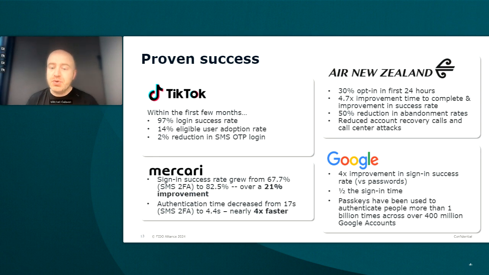And we've also hit some really interesting milestones recently. We know that passkeys have been used to authenticate people over 1 billion times, which is really cool. And they have been used across over 400 million Google accounts, which is awesome. We're super excited about that.